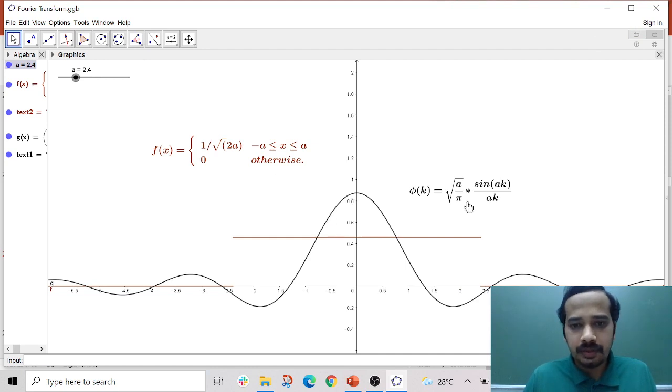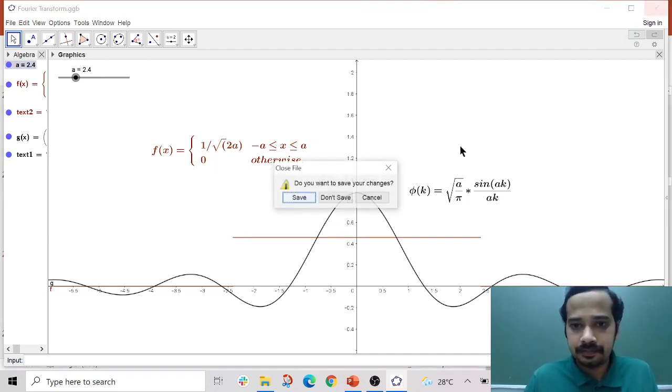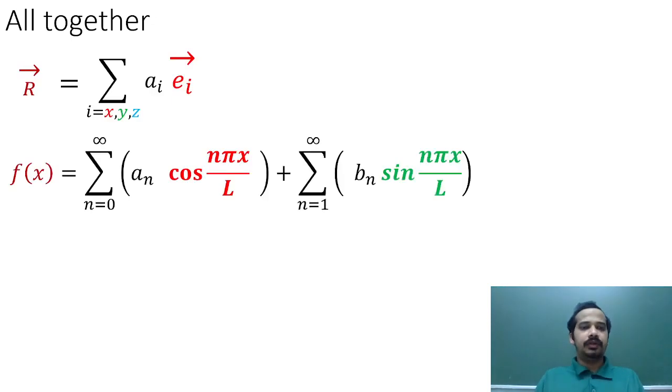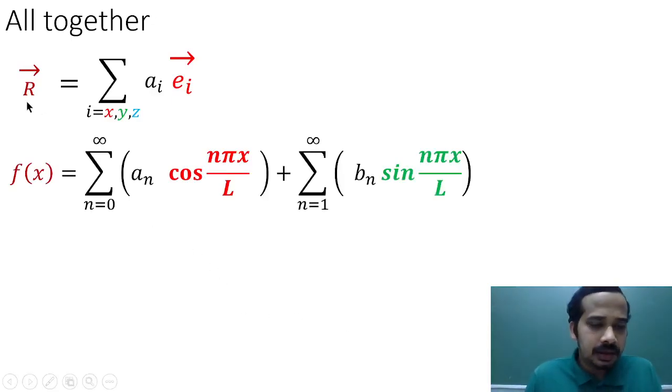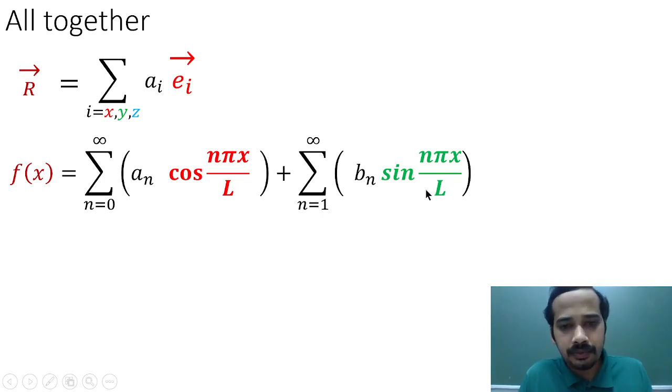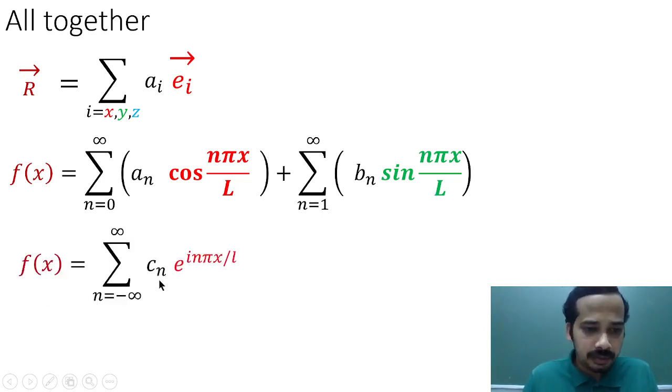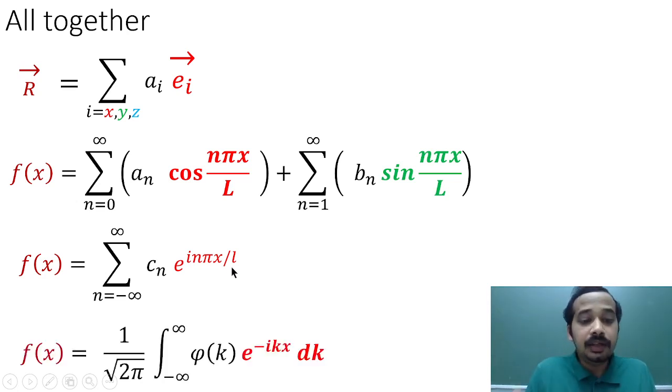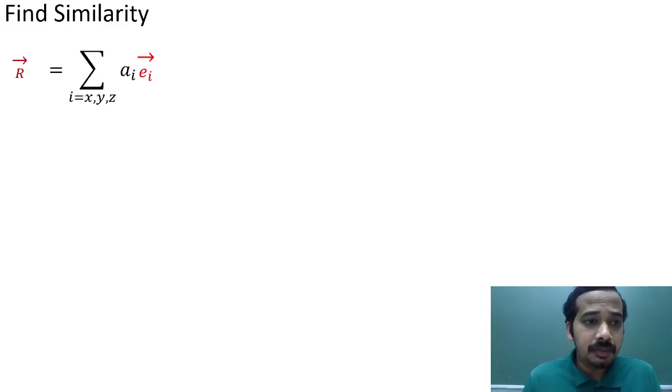So one is the Fourier series and the other is the Fourier transform. All together, any vector in three dimensions can be written in terms of basis vectors. Any function in the range minus L to plus L can be written in terms of cos and sine. Any function can be expressed in terms of the complex Fourier expansion, e power i n pi x by L. Any non-periodic function can be expressed in terms of an integral. We call this the Fourier transform. So find the similarity here.